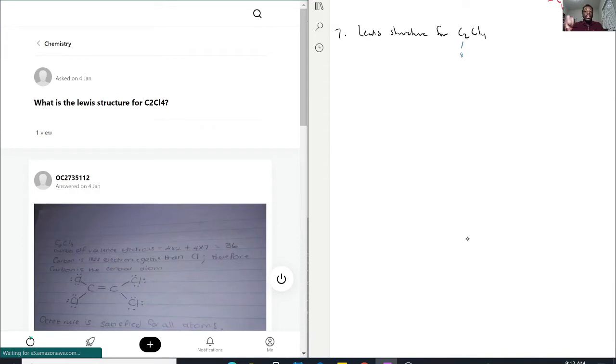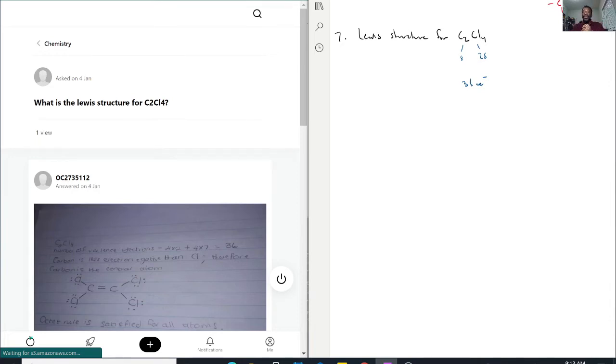And chlorine is on the 17th column. So that's 7 valence electrons times 4. So we have 7 times 4. It should be 28. We just double check. 28, perfect. So 28 electrons from chlorine. Add them together, 8 plus 28. We have now 36 electrons we would need to be able to solve this structure.